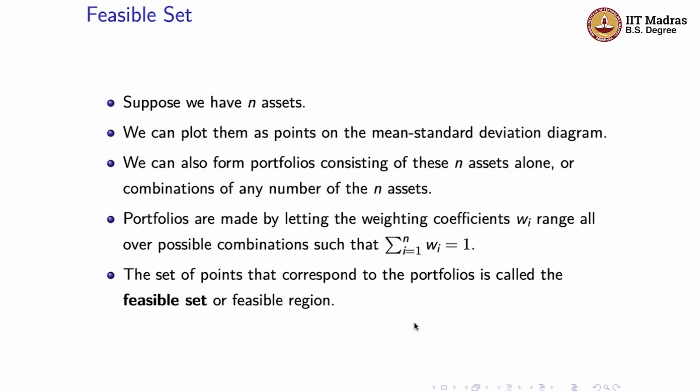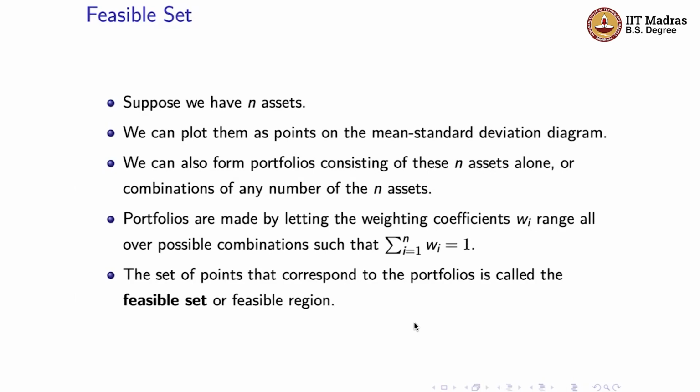We can have portfolios which consist of each of these n assets alone, or any combination of any number of these n assets. So if n is 10, we can have a portfolio which combines, let's say, 1, 2, and 7 only, or one which combines 1, 3, 5, 7, 9, and so on. So you have a lot of different combinations to think about.